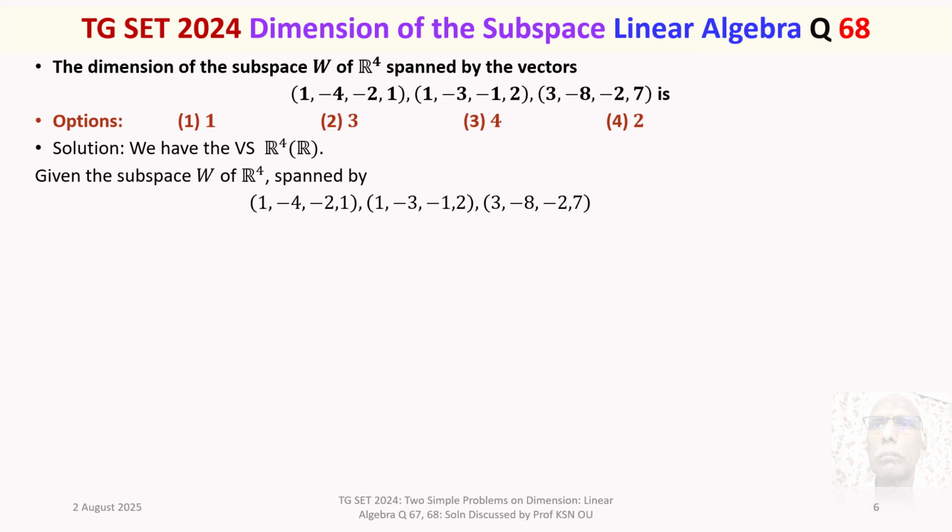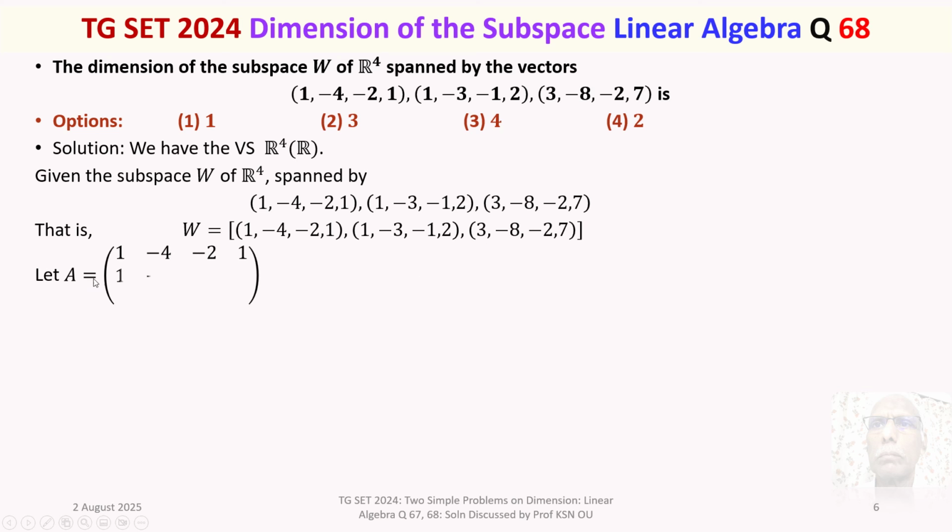Right. W is spanned by the linear span of these 3 vectors. We want to find the dimension of W. Let's now write the vectors of W as the rows of the matrix A. So this is the matrix A.